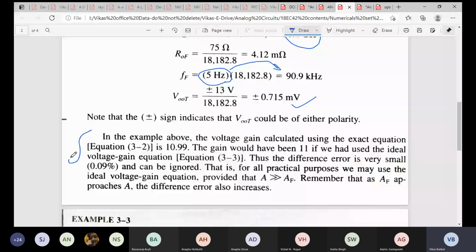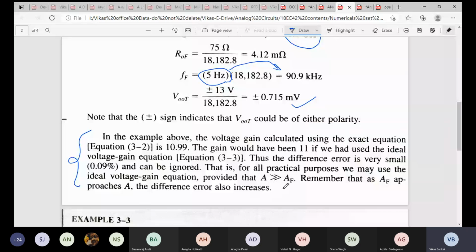In the above example, the voltage gain calculated using the exact equation is 10.99, and the gain would have been 11 if we had used the ideal voltage gain equation. Thus the difference is very small and can be ignored. That is, for all practical purposes, we may use the ideal voltage gain equation, provided that A is very, very large compared to AF. Right? Okay, and remember that as AF approaches A, the difference error also increases.